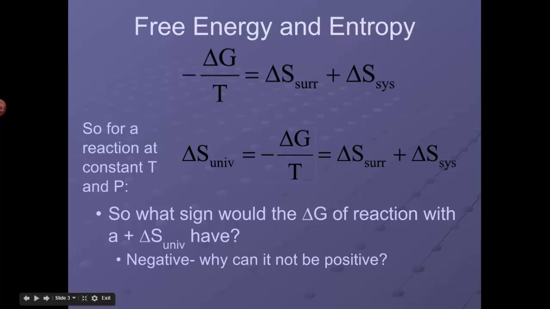So why can't delta G be positive? Well, if delta G is positive, then that would give you a negative value for delta S of the universe. And that would be going towards more order. And the universe tends towards greater disorder. So for a spontaneous situation, delta G has to be negative. Very similar to the sign convention for delta H.